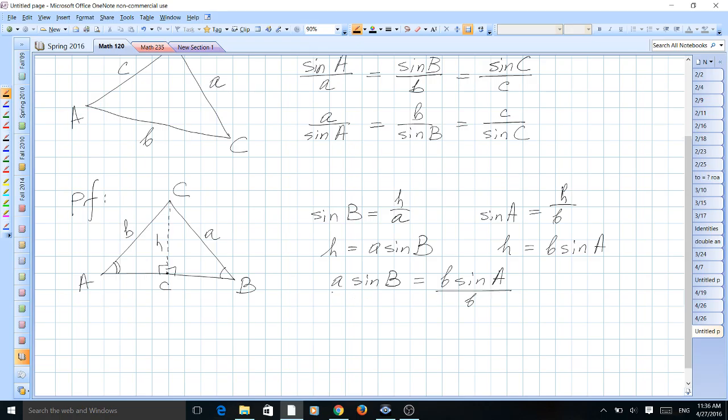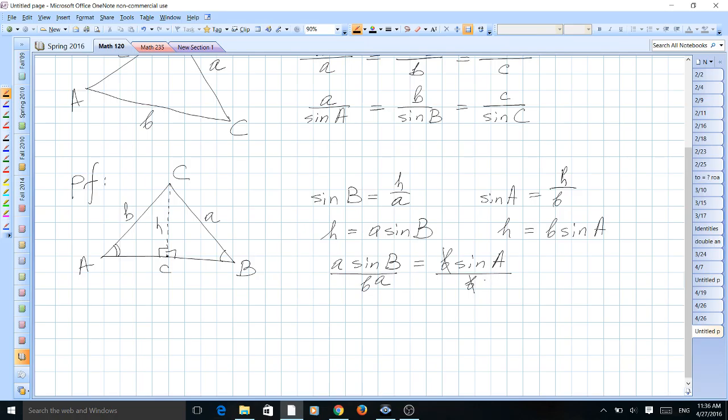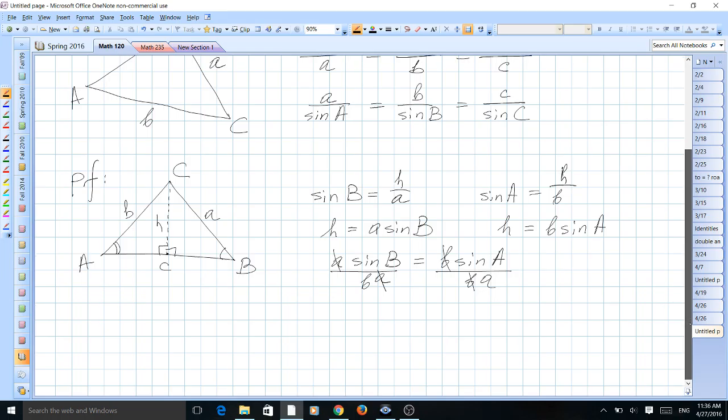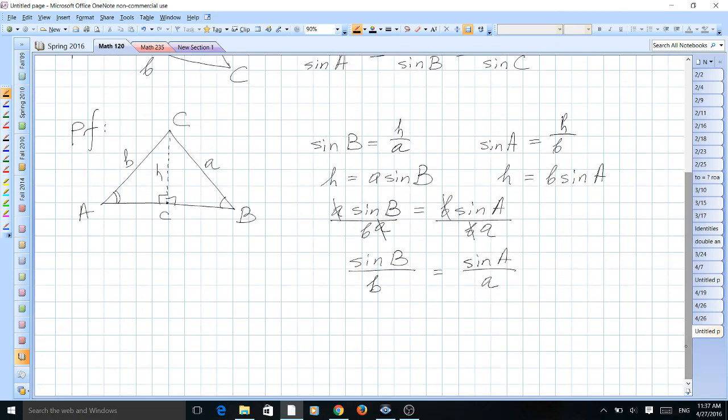If I divide both sides by b, the b will cancel out on this side. If I divide both sides by a, the a will cancel off on the other side. The final expression looks like sine of B over b is equal to sine of A over a. Similarly, if I drop a height to another side, I will get the next part of the law of sines.